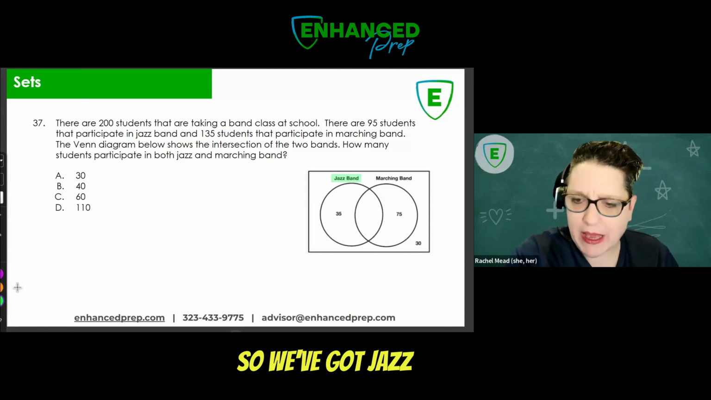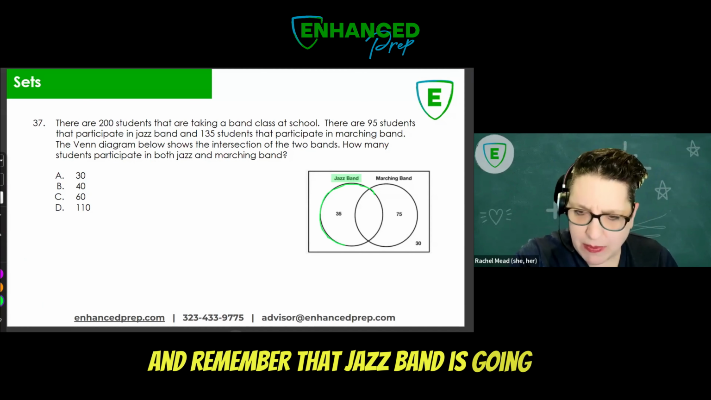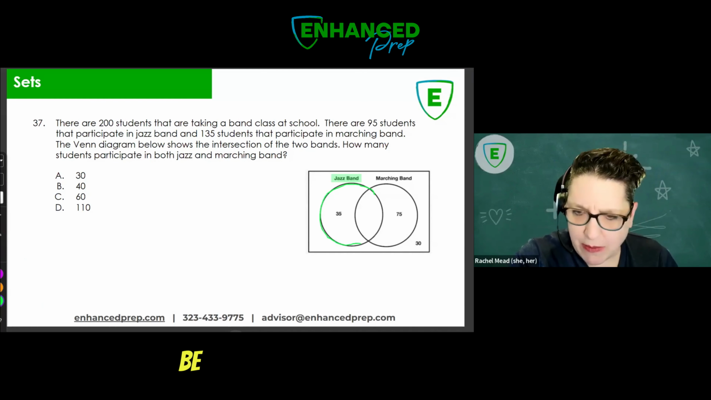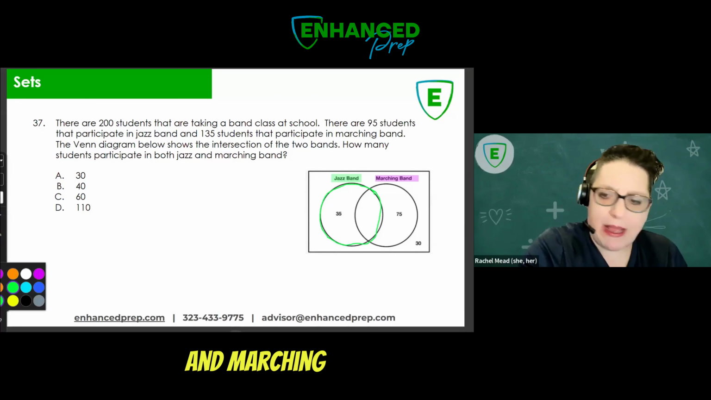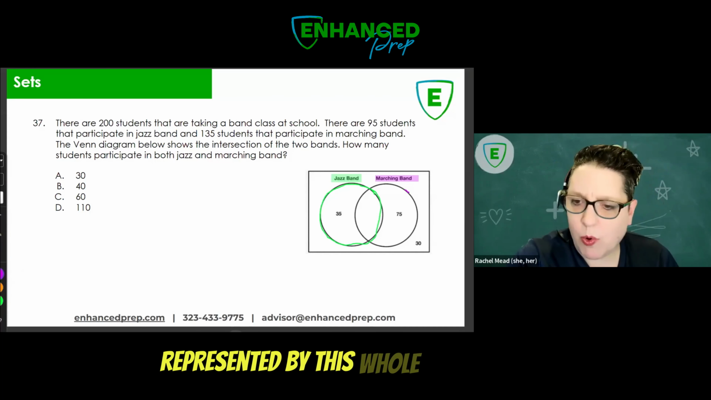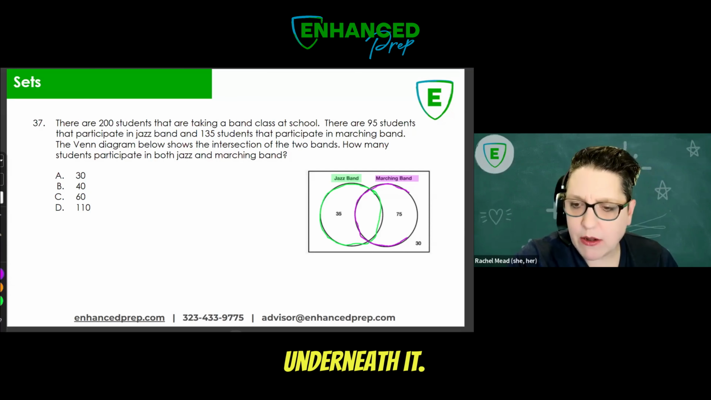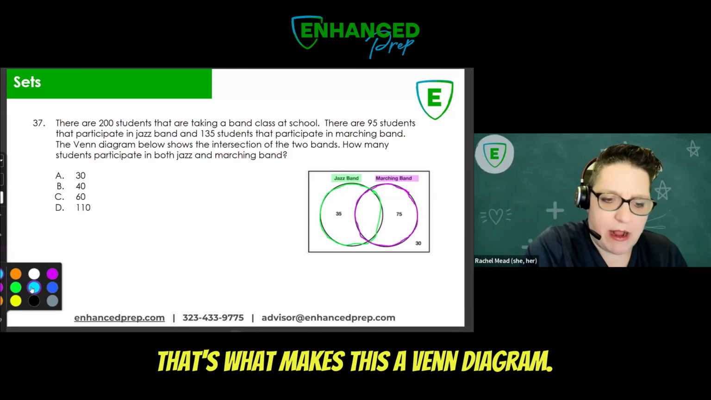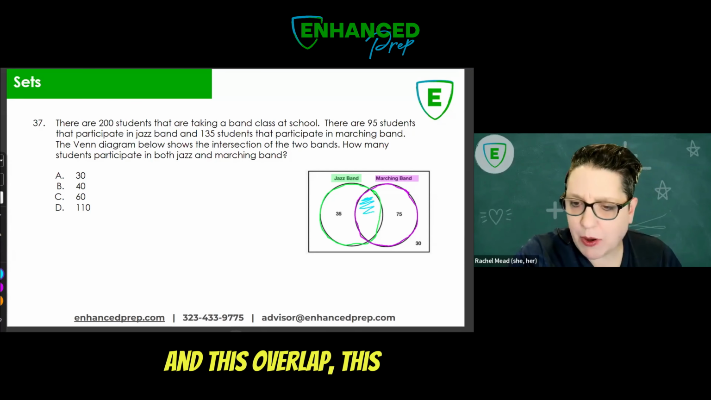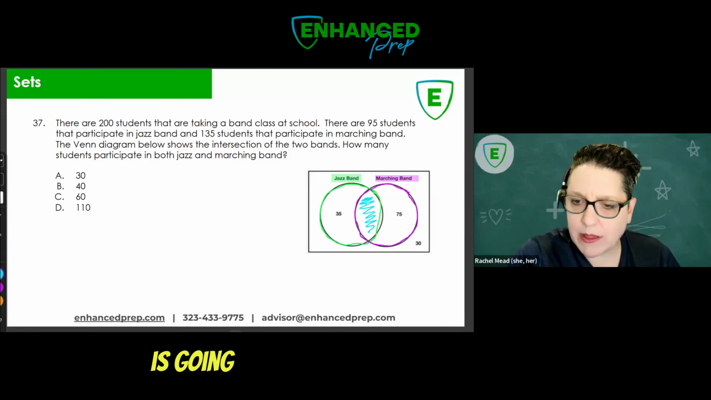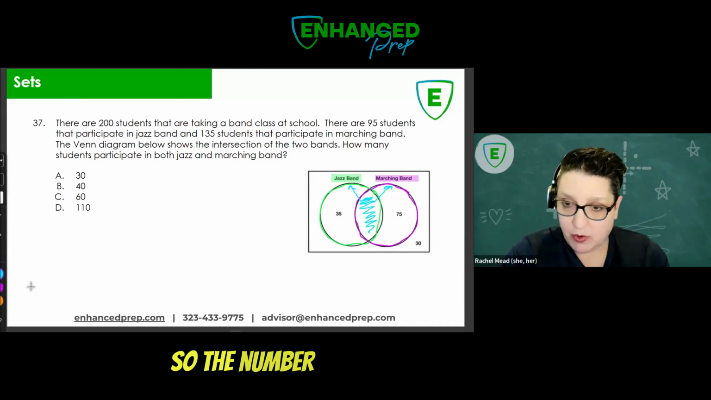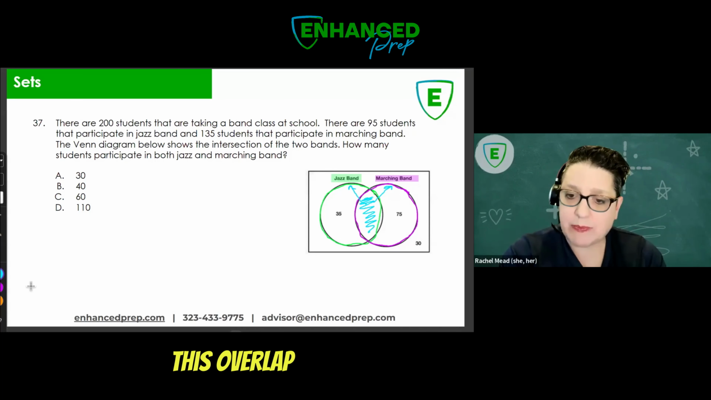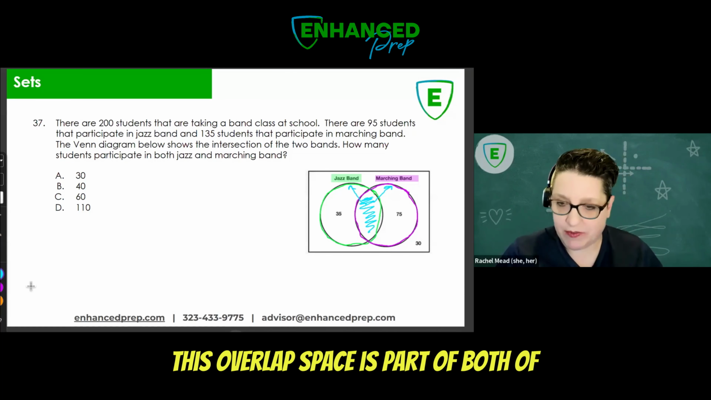So we've got jazz band, and remember that jazz band is going to be represented by this whole entire circle underneath it. We also have marching band, and marching band is going to be represented by this whole entire circle underneath it. Now I want to point out that our two circles overlap. That's what makes this a Venn diagram. And this overlap, this part right here, is going to relate to both jazz band and marching band at the same time. So the number or the quantity inside this overlap space is part of both of these circles.